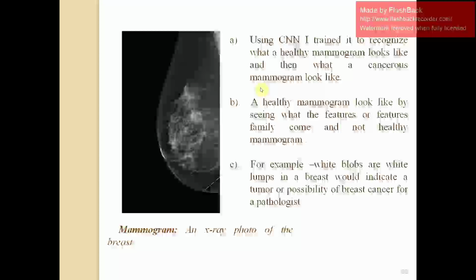So here, using CNN, I trained it to recognize what a healthy mammogram looks like and what a cancerous mammogram looks like. Here you see these are the white patches. A healthy mammogram looks like this by seeing the features, and not a healthy mammogram. For example, the white blobs or white lumps in a breast would indicate a tumor or possibility of breast cancer for a pathologist. Here you see these are the white patches which indicate this is an unhealthy mammogram.